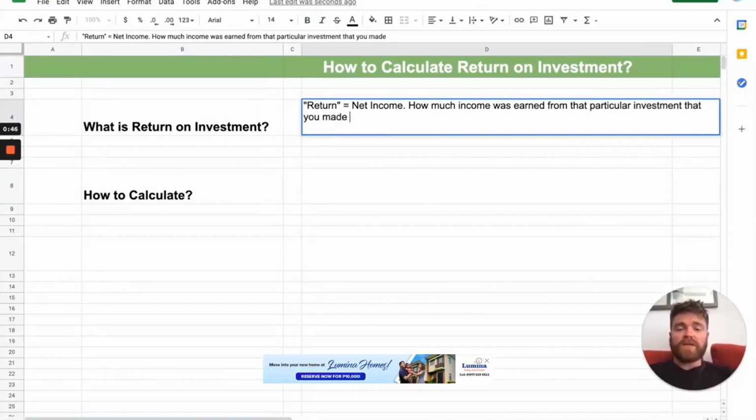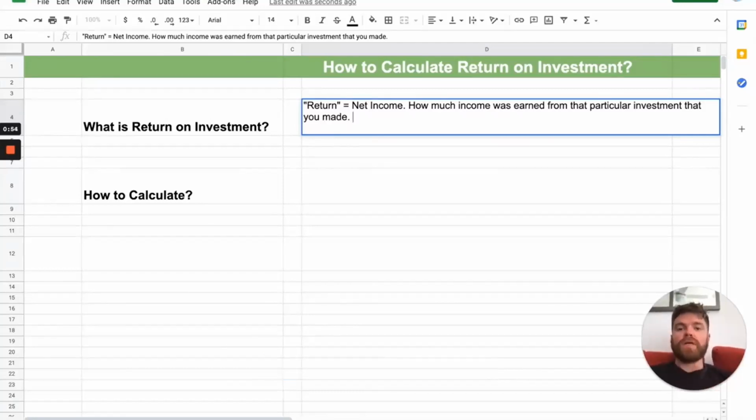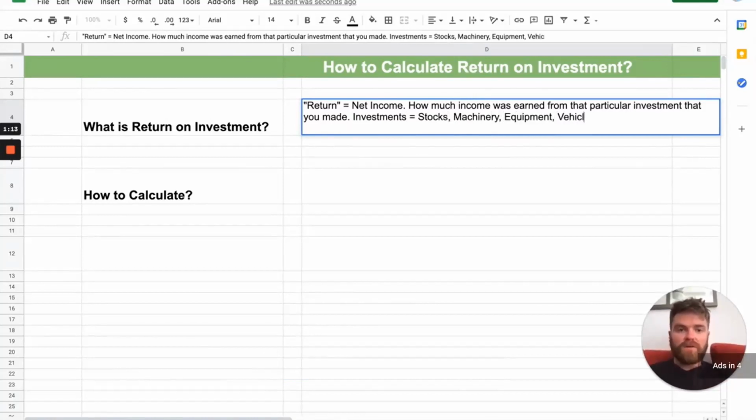So that investment can be a lot of things. Usually in accounting, you'll see stuff like they invested in a piece of equipment, a piece of machinery, or maybe a new building. And they can calculate how much money we are going to earn from that. Sometimes you invest in stock, trading securities, different things. Investments can be stocks, machinery, equipment, maybe even a vehicle. Usually it's a fixed asset of sorts, a building.